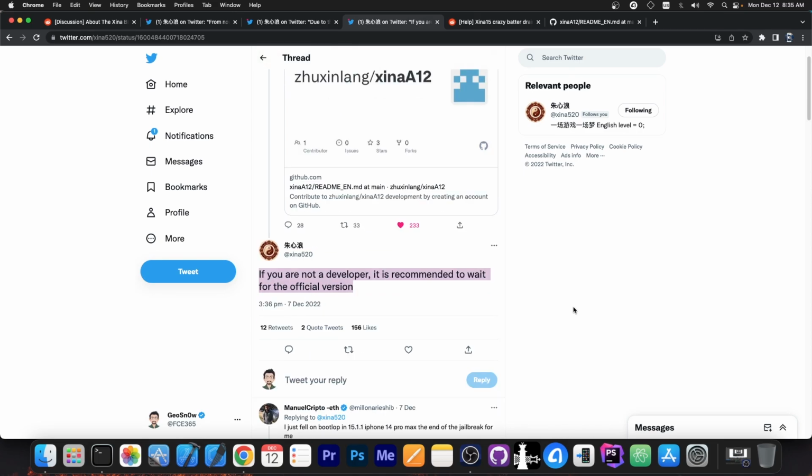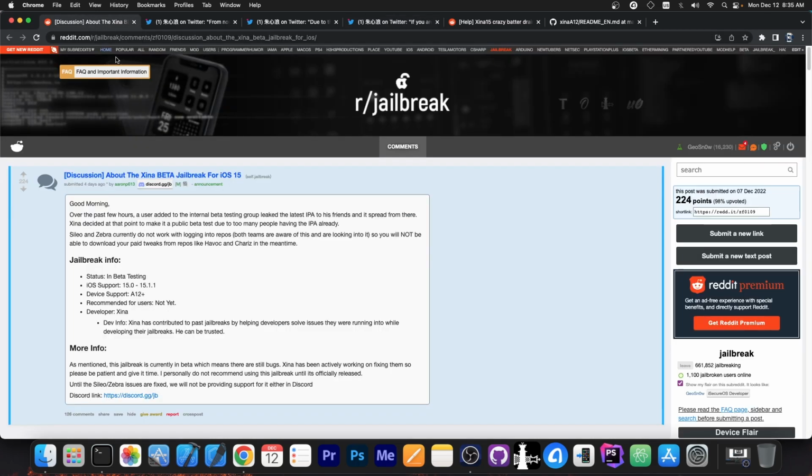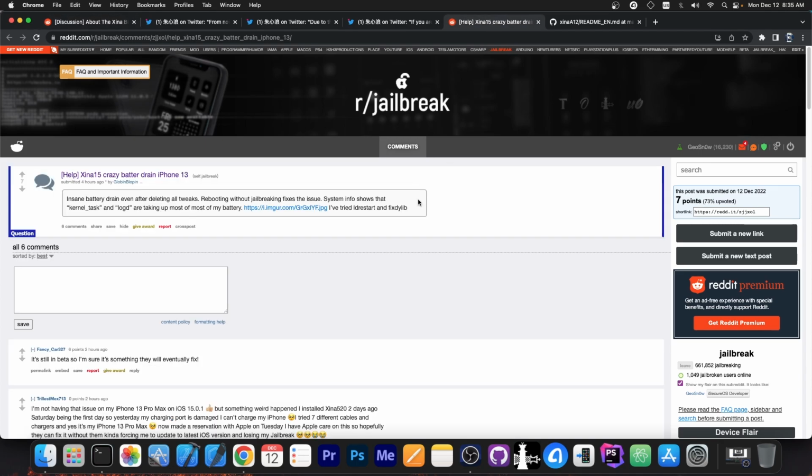So yes, this is not the final version of the jailbreak, and even the Reddit jailbreak people over here do not recommend it for the users yet, because this is pretty buggy, and the people who did try it, who weren't patient enough, already got a lot of issues. For example, this person over here, who says, "XinA12 crazy battery drain on iPhone 13." Well, I'm sure it is. You're running a beta jailbreak which was leaked.